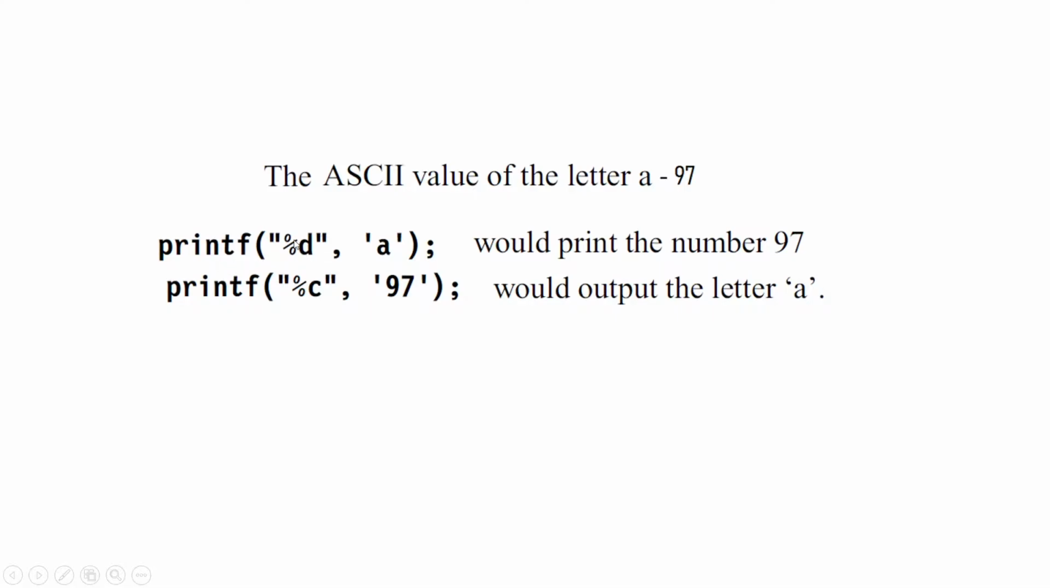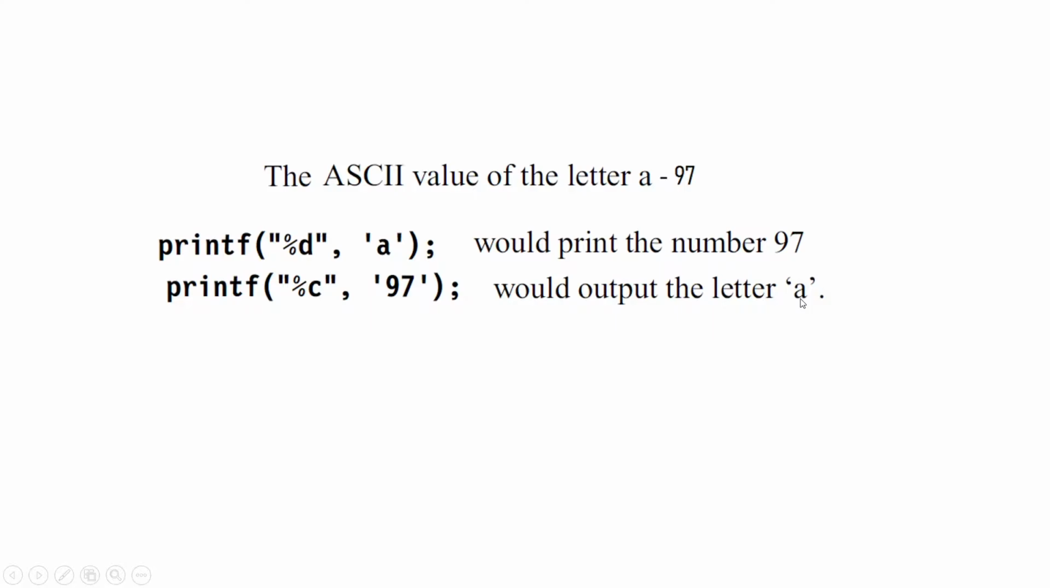Printf percentage d means it is expecting an integer value to be printed. So single quotes A means that when printf percentage d is given, only the corresponding integer value of A can be printed. So the ASCII value of a is 97. So this command would print the number 97. Whereas when you give percentage c, it represents a character. In such a case, when you give 97, it has to print a character. So the character corresponding to the ASCII value 97 is printed. So small letter a, 97, comes here.